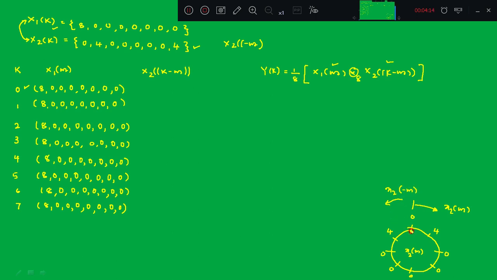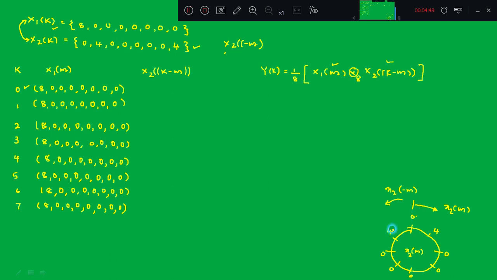Or else, if you consider anti-clockwise as X2 of m, then clockwise will be your X2 of minus m. Both methods are the same; either you can use this one or that one, ultimately the final answer remains the same, right? So for k equal to 0, you will get X2 of minus m, which means you have to count the samples in anti-clockwise direction.